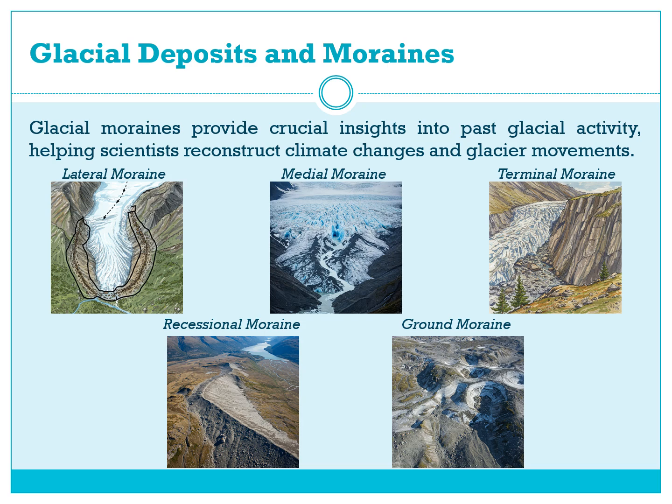Lateral moraine. Lateral moraines form along the side of a glacier and consist of debris eroded from valley walls. They appear as ridges running parallel to the glacial movement. Medial moraine. Medial moraines develop when two glaciers merge, combining their lateral moraines and forming a central ridge of debris along the glacier surface.